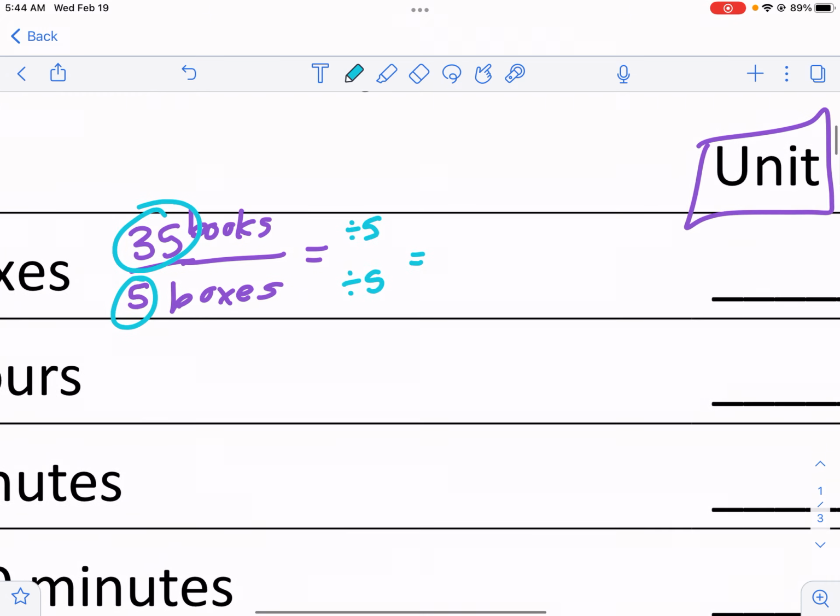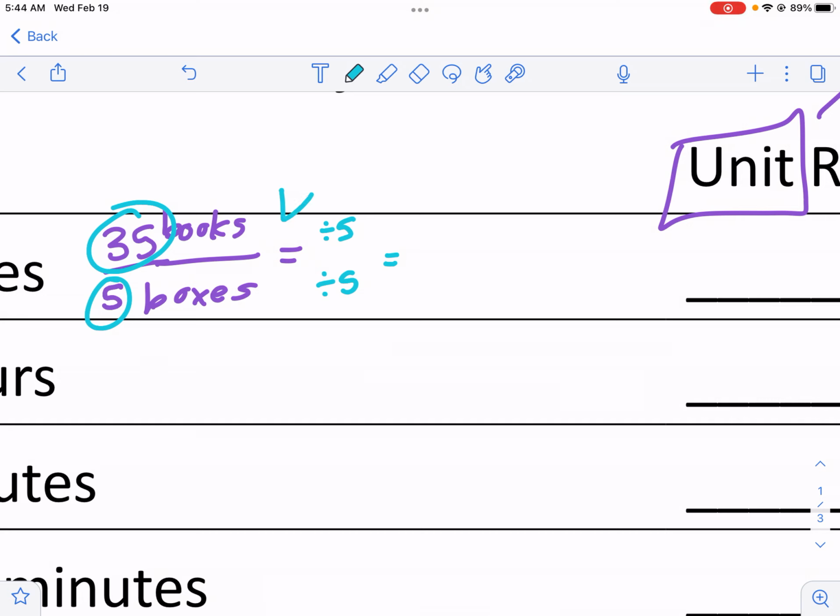If we do this, we're going to make sure that it is still equivalent, okay? Because really what we're doing is we're dividing by 1. 5 over 5 is equal to 1. So if you divide by 1, you don't change the value. You just change how it looks. So we're going to change how this problem looks. We're going to make it more simple. 35 divided by 5 is 7. 5 divided by 5 is 1. There we go. We got our unit rate right there.